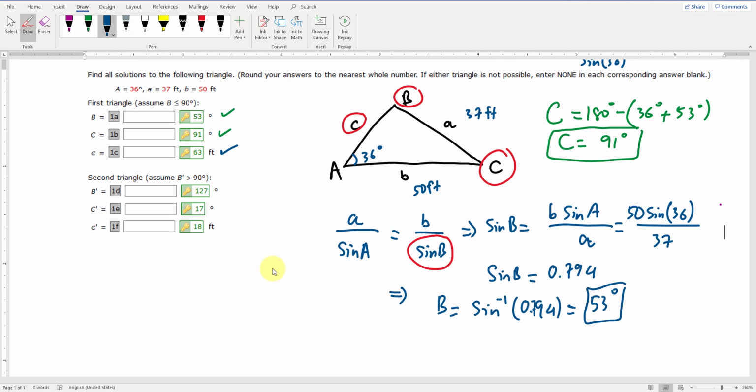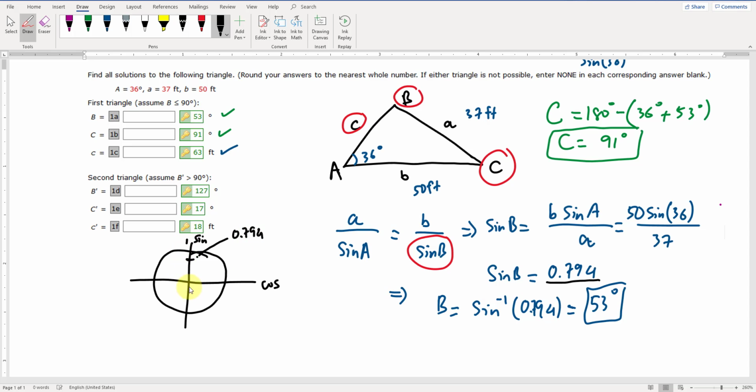Okay, and then for the second triangle, remember when you take the inverse sine right here, we may have another solution. So let me just quickly recall that. If you draw the unit circle, this is your cosine, this is your sine as y, so you are looking for sine of 0.794, so maybe that's around here. This point here is 0.794 because this is 1, this is -1, so this is around 0.9. So you know that if you want to get the sine of this value, then you have two angles that can give you the sine of 0.794.